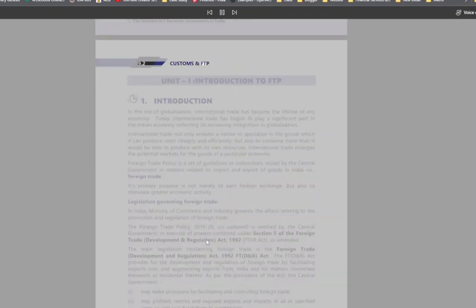Customs and FTP. Unit I. Introduction to FTP. 1. Introduction. In the era of globalization, international trade has become the lifeline of any economy. Today, international trade has begun to play a significant part in the Indian economy, reflecting its increasing integration in globalization.